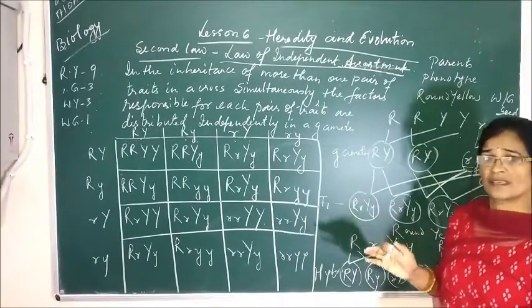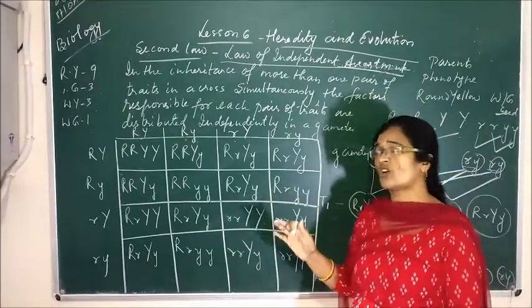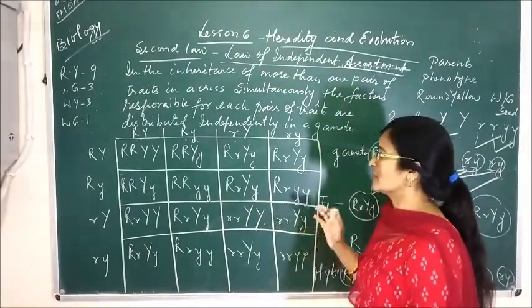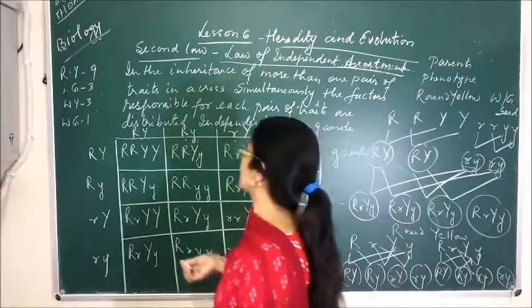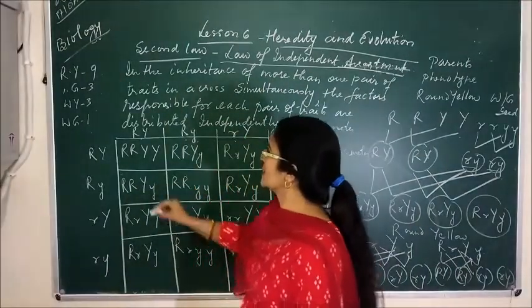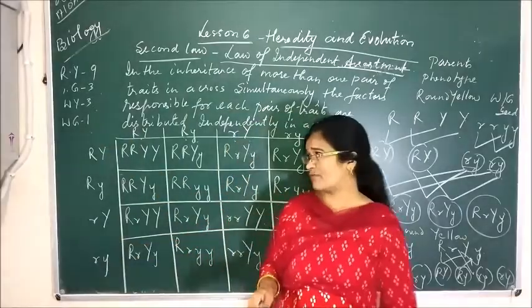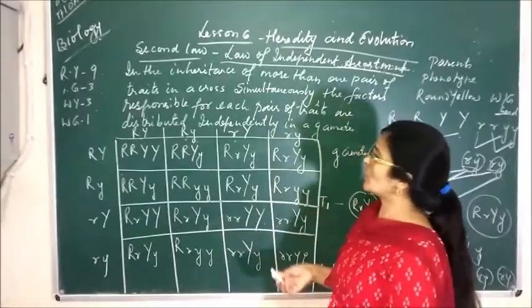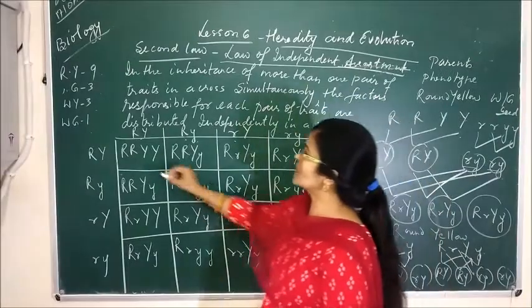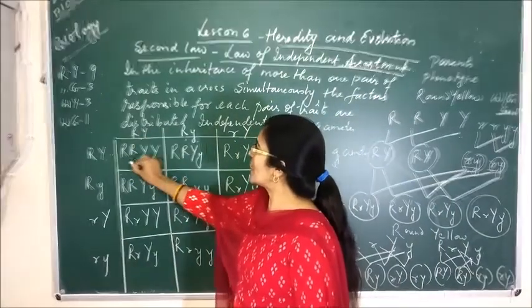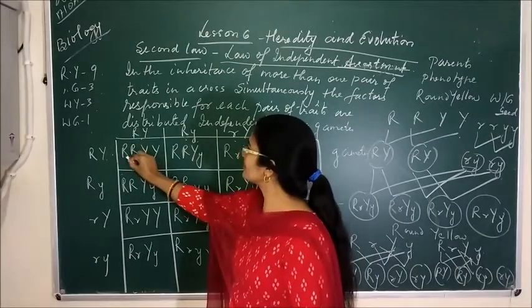But one thing is important: the dominant character is always represented by a capital letter, and the recessive character is represented by a small letter. So when all the four hybrids produced in the F1 generation were crossbred, in the first, when these both were crossed, here we can see RRYY, which means it is round yellow.